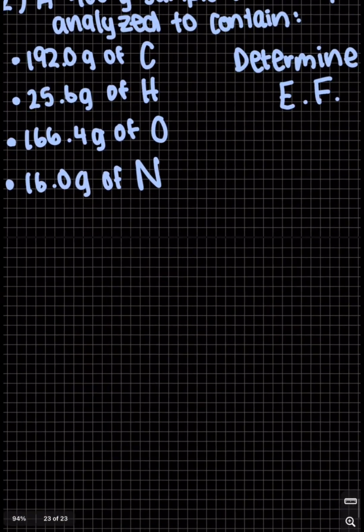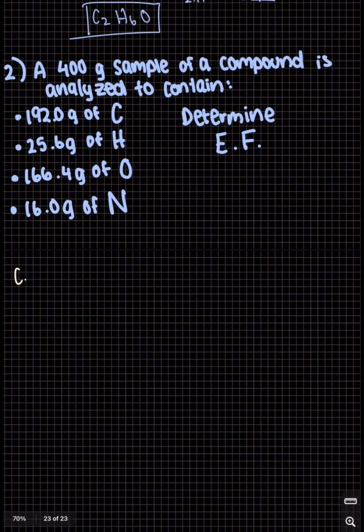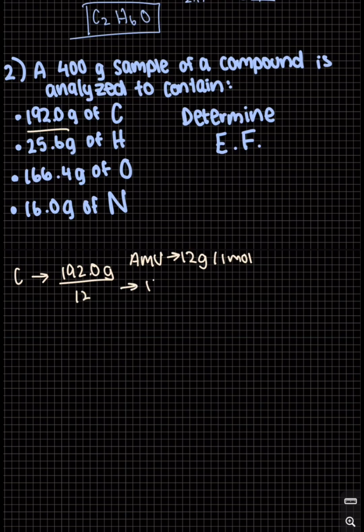Okay, let's do that. So how are we going to find the moles? Well, let's start off with carbon, okay? To find the number of moles, we have to get the mass, which for carbon is 192.0 grams, and divide it by the AMU. AMU of carbon is 12 grams per 1 mole, meaning that I'm going to do 192 divided by 12, and I'm going to get 16.00 moles.